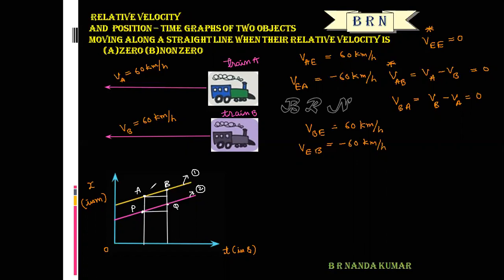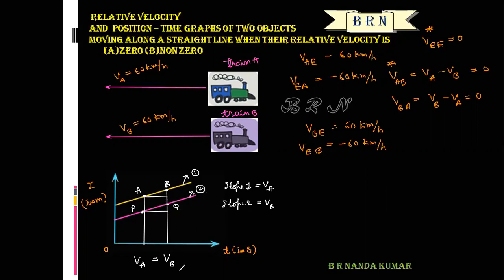Okay, so actually the slope of the x-t graph represents the velocity. The slope of line 1 gives the velocity of object A. The slope of line 2, slope is tan theta, is it not? The slope of line 2 gives the velocity of object B. So here the slope of line 1 and line 2 are both the same. It means the velocity of object A and the velocity of object B are both equal.